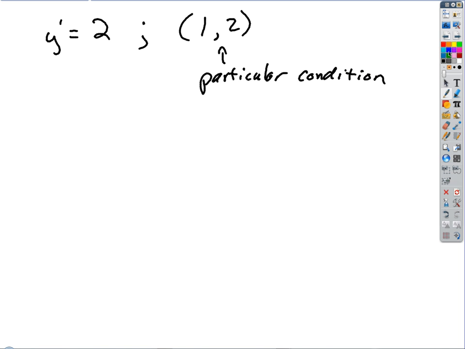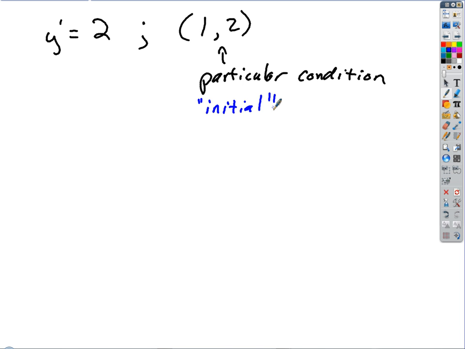Now, a lot of times books, and I can't remember, I think the Math Excel book does this. It's not really a mistake, but it's just something that I don't totally agree with. They call it an initial condition. That's because I'm coming from a physics background.